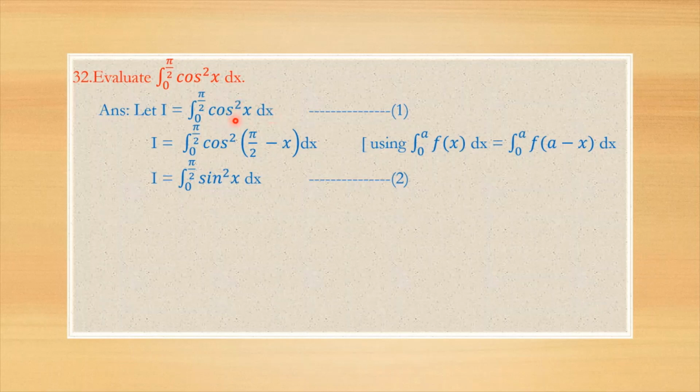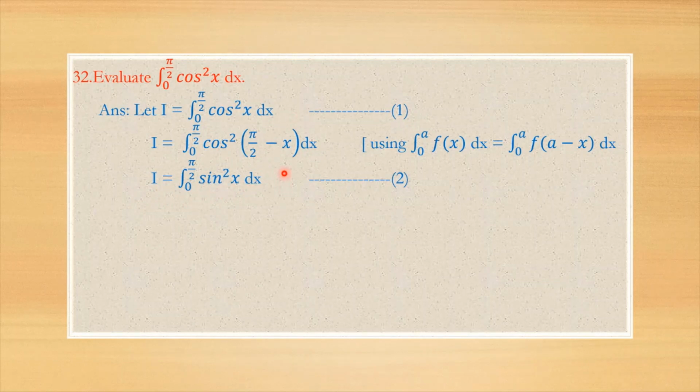This can be written using a property which you have studied in exercise 7.11. That is, integration of 0 to a f of x with respect to x is equal to integration of 0 to a f of a minus x with respect to x. So I'm writing cos square of x as cos square of pi by 2 minus x with respect to x. Okay, so then I will become cos square of pi by 2 minus x, and we know cos of pi by 2 minus x is nothing but sine. Therefore, I can be written as sine square of x. So this is 1 and this is 2.